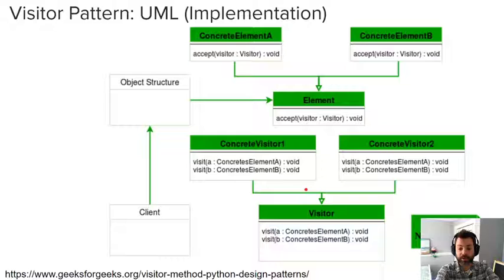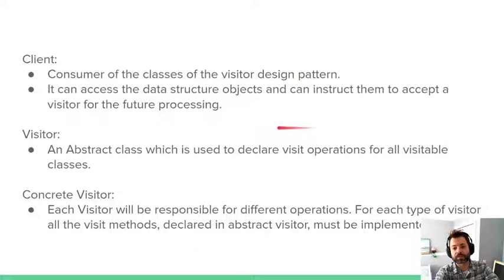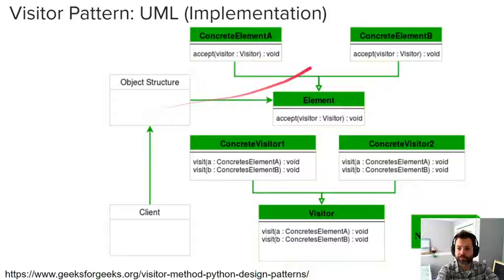The nice thing here is that the client basically just has to call element.accept. It doesn't care what the algorithm is. We get that nice layer of abstraction here. So what do all of these mean? And again, I've got client, visitor, concrete visitor. Here, this is visitable and concrete visitable. This is a direct relationship to element.